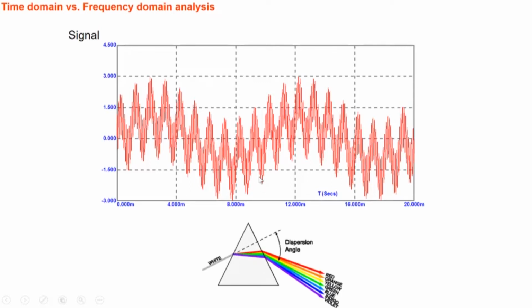All of us remember the first time we saw a prism. It's fascinating to see how white light, if you pass it through a prism, breaks up into different colors, which of course are of different wavelengths, different frequencies. So this prism is like a frequency analysis of white light. It allows us to see what are the different frequency components in that white light.